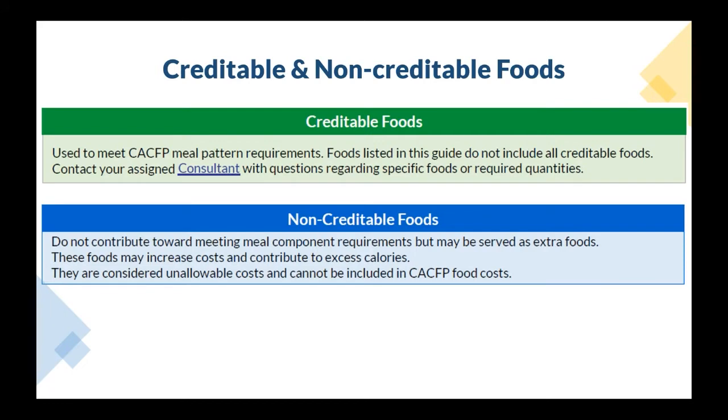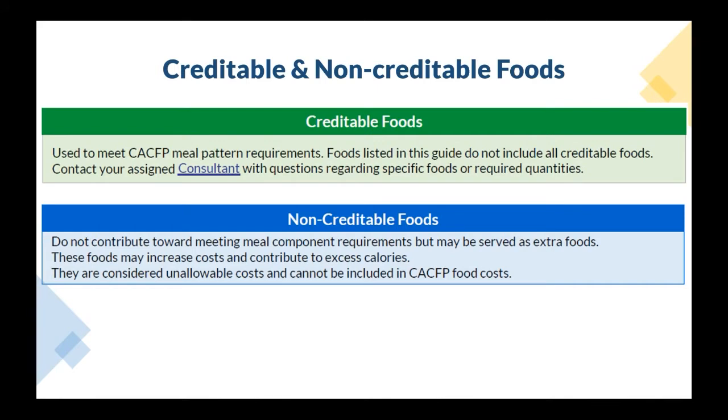Non-creditable foods do not contribute towards meeting meal component requirements. If served, they must be served as extra foods. However, keep in mind, if you serve non-creditable foods as extras at meals, this increases food costs and adds excess calories to the meal you are serving. In addition, non-creditable foods are an unallowable cost and cannot be paid for with CACFP reimbursement. So you must use other program funding to pay for these foods. In each meal component section of the guide, non-creditable foods are listed in a blue box.